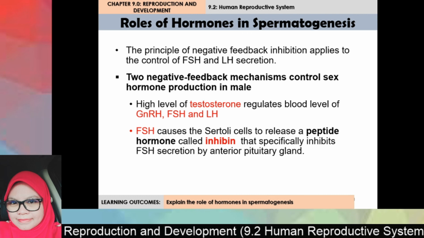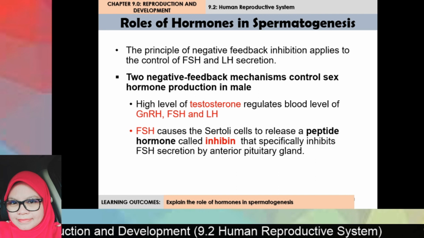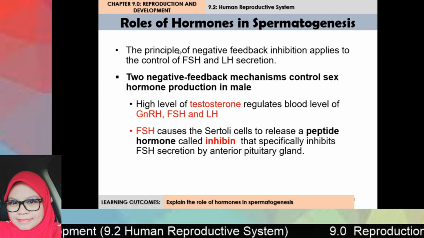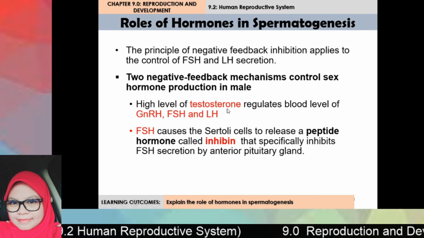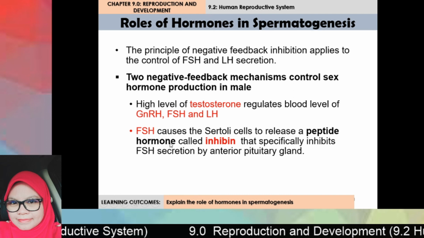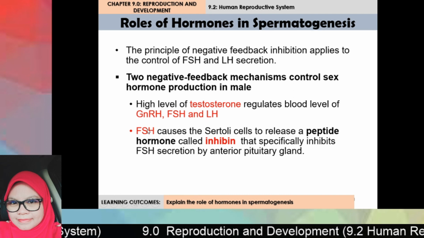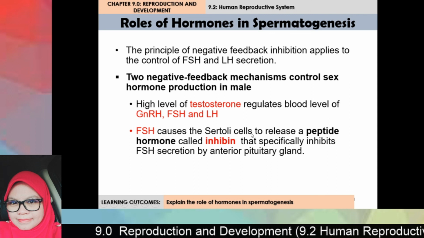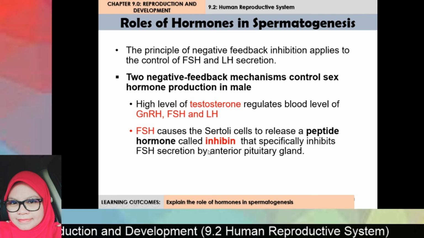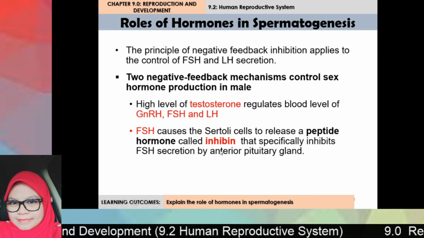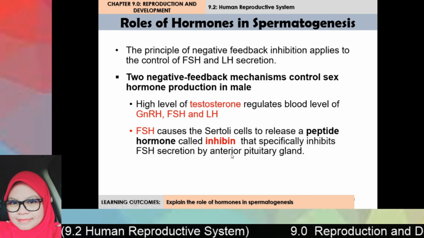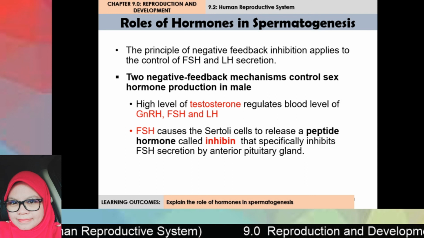Tetapi masih ada mekanisme untuk kawal dia, to control the sex hormone production in male. So the mechanism to control ini namanya adalah negative feedback. The high level of testosterone regulates blood level of GnRH, FSH and LH. And then the FSH causes Sertoli cell to release a peptide hormone called inhibin. So the inhibin will directly tell the anterior pituitary gland to lower down secretion of FSH.